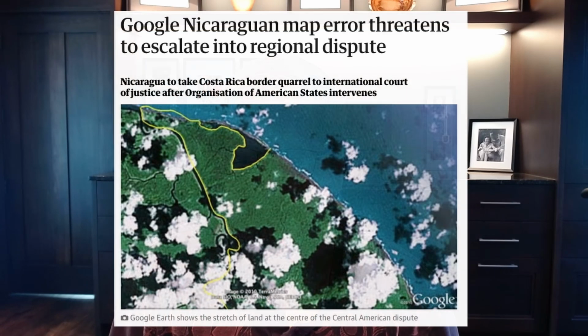And so Nicaragua said, we are going to take possession of this land. And so they put 25, 30 troops on this land. They invaded Costa Rican territory, and for 3 weeks they were there, because Google Maps had said this is our land.